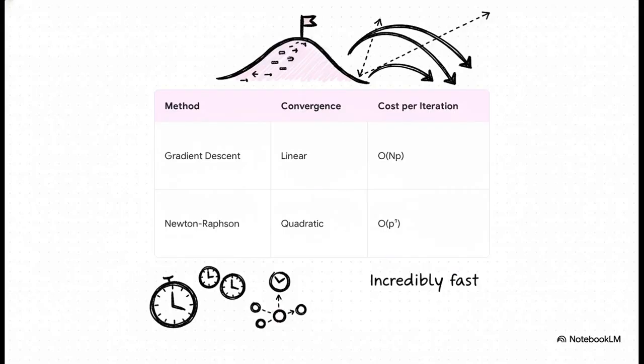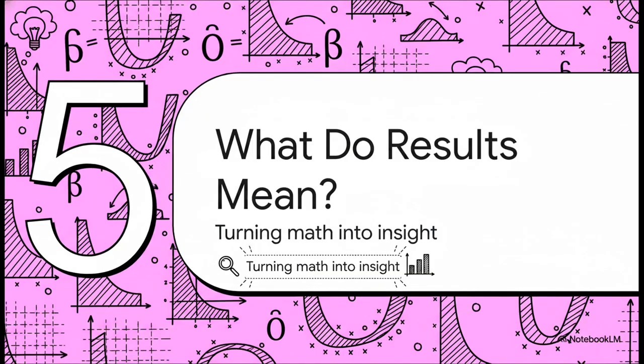Now, to find that peak, there are a couple of ways to go. You might have heard of gradient descent. That's like climbing the mountain by taking lots of small, careful steps. But logistic regression usually uses a more powerful method, like Newton-Raphson. Instead of just taking a small step, it calculates the curve of the mountain and makes a huge, intelligent jump right towards the top. As you can see, it's way faster, usually finding the perfect answer in just a few tries.